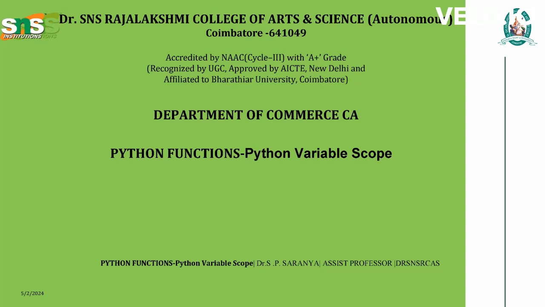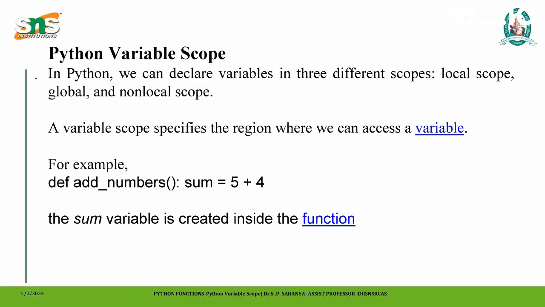Today we are going to see about the Python variable scope. In the Python language, we can declare variables in three different scopes. First one is local scope, second is global, and finally non-local scope. A variable scope specifies the region where we can access a variable, for example, locally or globally or non-locally.